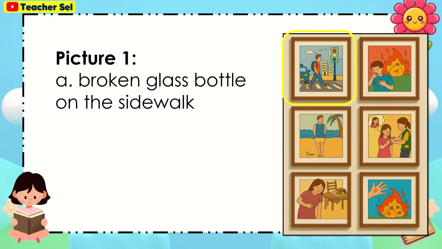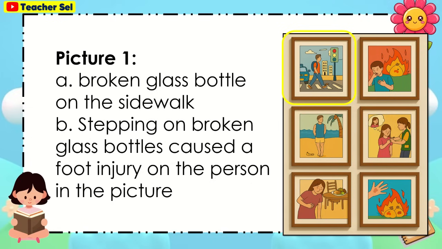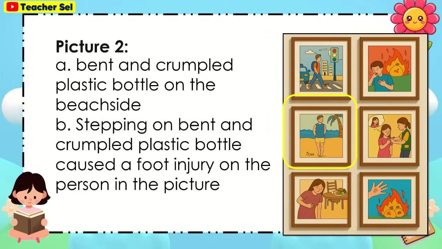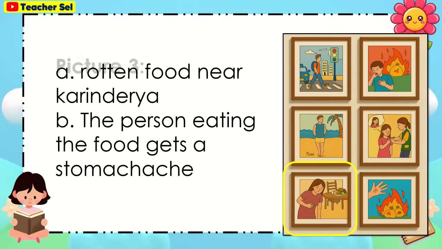For picture 1, a broken glass bottle on the sidewalk. Stepping on broken glass bottles caused a foot injury on the person in the picture. For picture 2, a bent and crumpled plastic bottle on the beach side. Stepping on the bent and crumpled plastic bottle caused a foot injury on the person in the picture. Next picture: rotten food near a carinderia. The person eating the food gets a stomachache.